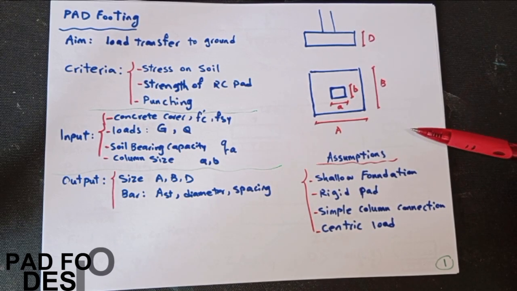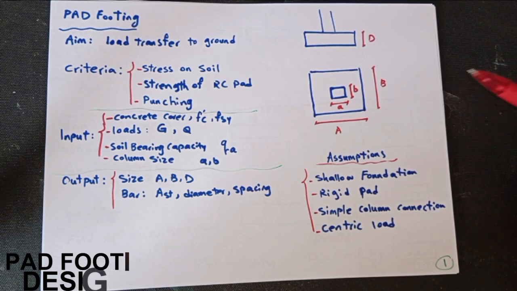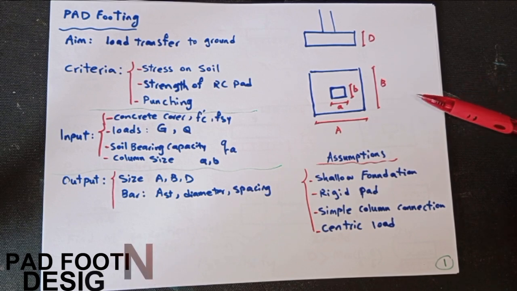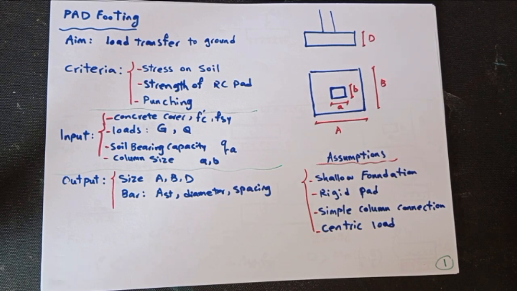Let's go for the aim and the main criteria. The aim for pad footing is generally to transfer the loads from superstructure to a safe ground. Ground should be strong, and the loads are going to be taken from the superstructure and spread to the ground. Ground is soil, rock, or just any type of layers.